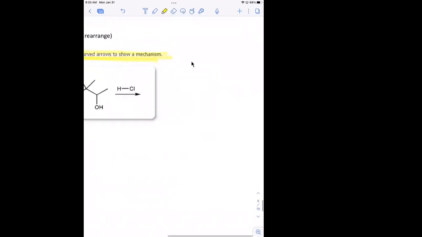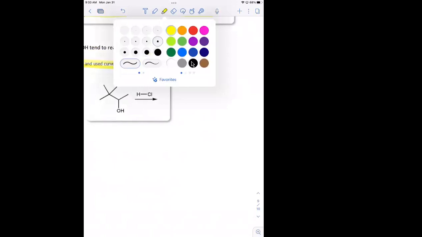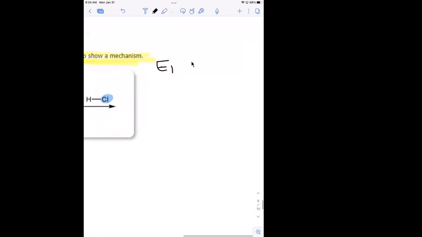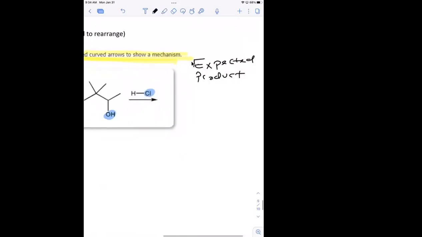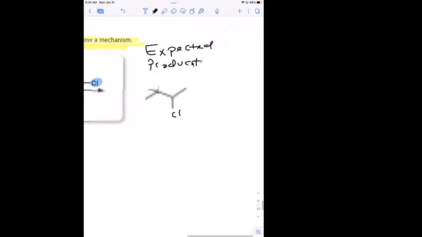All right, so let's say this is what would the expected product be here? What would you expect the product to be? Here's the OH group. We know that HCl is a way to convert that to an alkyl halide. What would the expected product be? Would the Cl replace the alcohol? Just a straight up substitution between the OH and the halogen, my bad. This is the expected product.